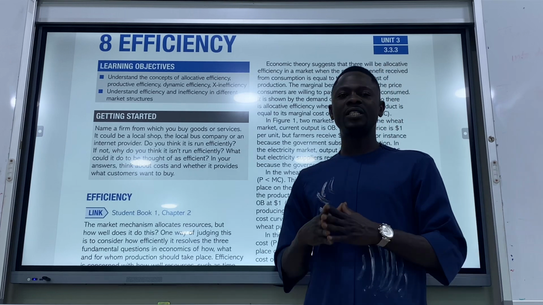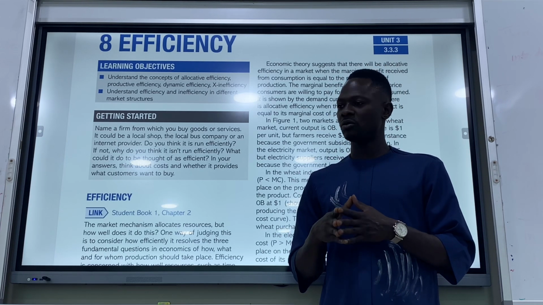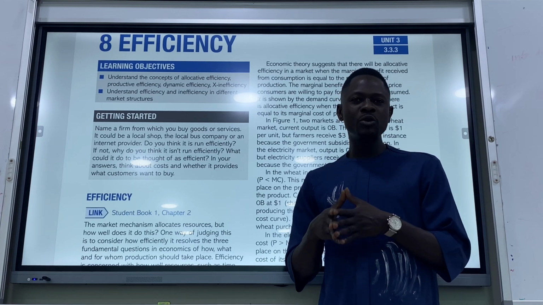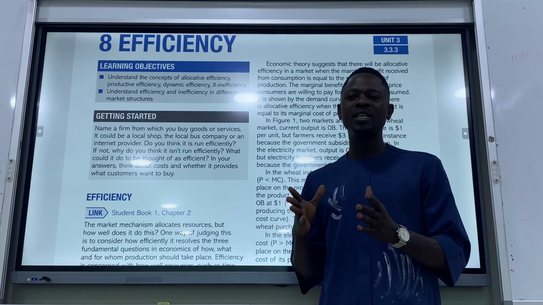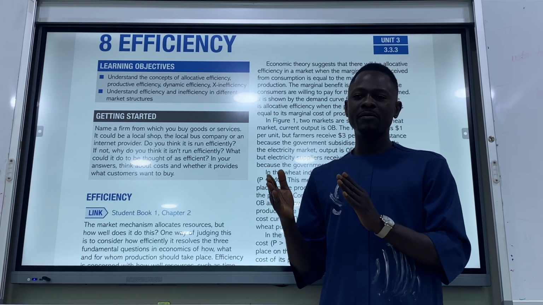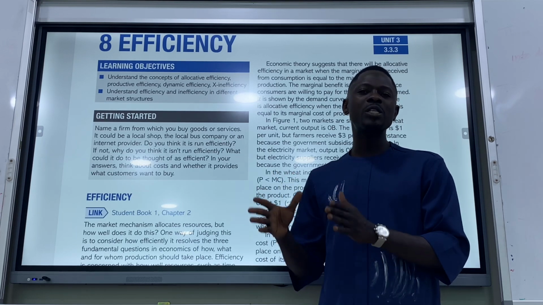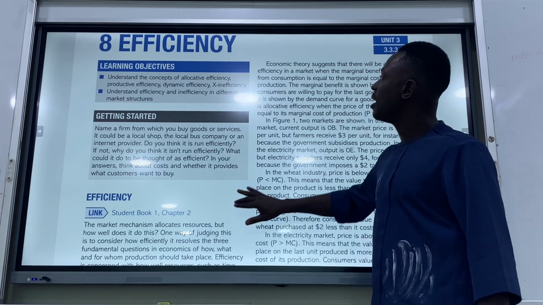When we talk about efficiency, efficiency simply means how best a firm is able to reduce its cost of production. That means the relationship between the inputs and the outputs. So, as a firm, being able to produce at the lowest possible cost is called efficiency. So we read on, efficiency.